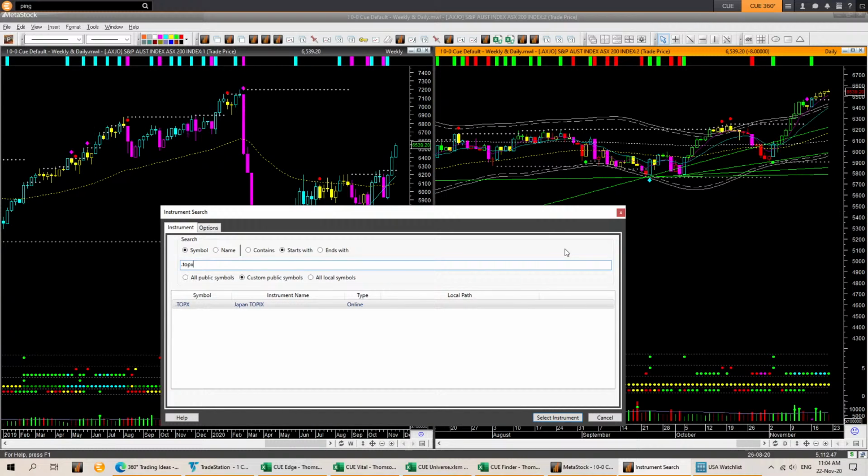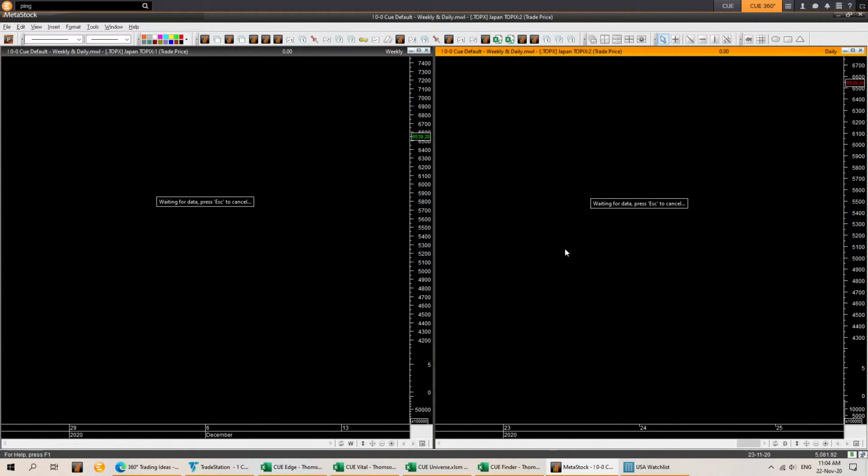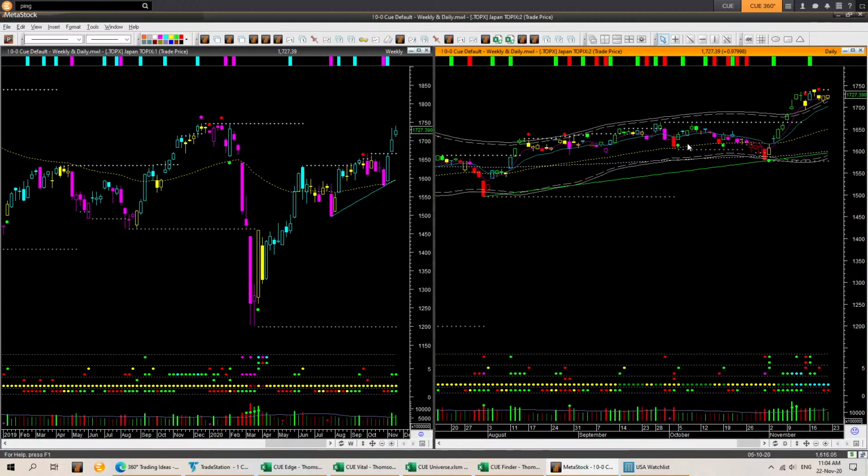Japanese market, Topix index. It is also bullish, however not so bullish as the Australian market because the weekly candles for this week as well as the previous week have upper tails. Still it is bullish and again at the upper boundary level, therefore overbought. We will not take a new position in Topix right now.